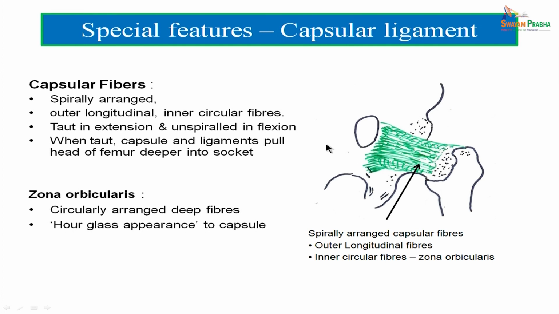The fibers of the capsule are arranged in 2 sets. There is an outer longitudinal set of fibers and an inner set of circular fibers. The capsular fibers are taut in extension and unspiraled in flexion. When taut, the capsule and the ligaments pull the head of the femur deeper into the socket. Zona orbicularis is a special name given to the circular fibers which are located within the capsule. These circular fibers give an hourglass appearance to the capsule, that is, the capsule is thickened at the outer and peripheral parts, and in the central part it is narrowed due to the presence of the inner circular fibers.